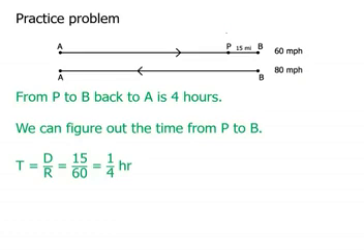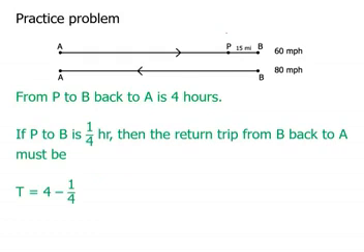We could write that as 15 minutes, but let's actually leave it as a fraction. Well, if P to B to A was 4 hours, and P to B is 1/4 of an hour, then the route from B back to A has to be, the time has to be the difference. So that is 4 minus 1/4. I'm going to change 4 into an improper fraction. 16 over 4 minus 1/4 is 15 over 4. I'm just going to leave that as an improper fraction right now. That is the time. 15 over 4 hours is the time of the trip from B back to A.